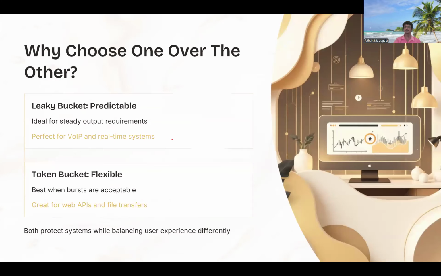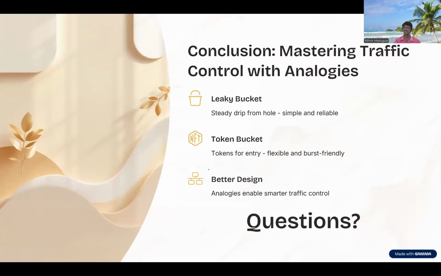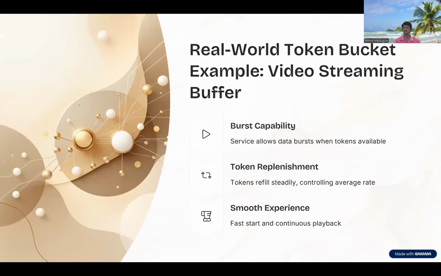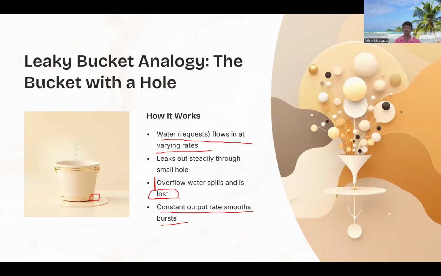So what we can choose is that leaky bucket is predictable. We can study predictability in systems like VoIP that we use in real-time systems. These two are going to use leaky buckets. When compared to leaky buckets, for token buckets we use Google Web APIs and file transmissions. So these are the two illustrations of the leaky bucket and token bucket.